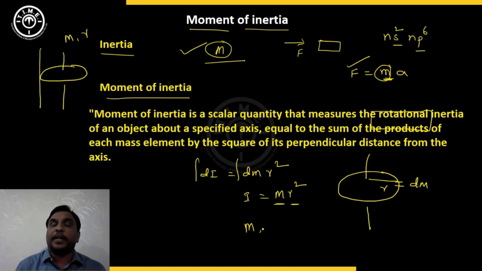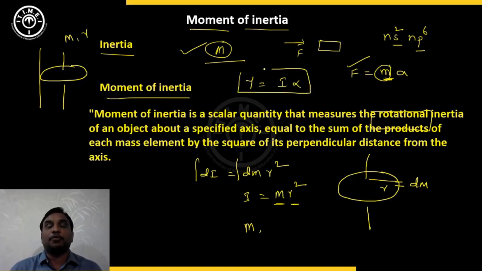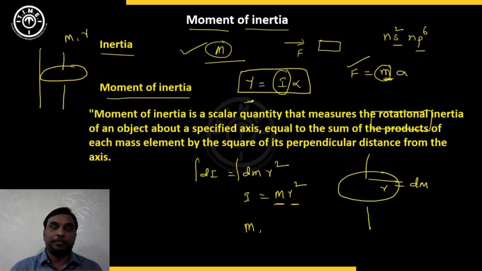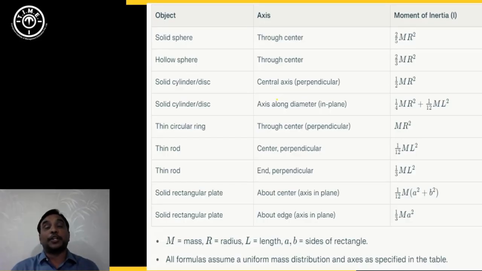So why calculate moment of inertia? Without knowing the moment of inertia, we cannot calculate the torque required. Torque is equal to I into alpha, just like force is equal to ma. Without knowing the moment of inertia, we cannot calculate the torque required to increase or decrease the rotations. So whatever role the mass plays in translatory motion is played by the moment of inertia in rotational motion. Now we have the moment of inertia of different objects about their own axis.